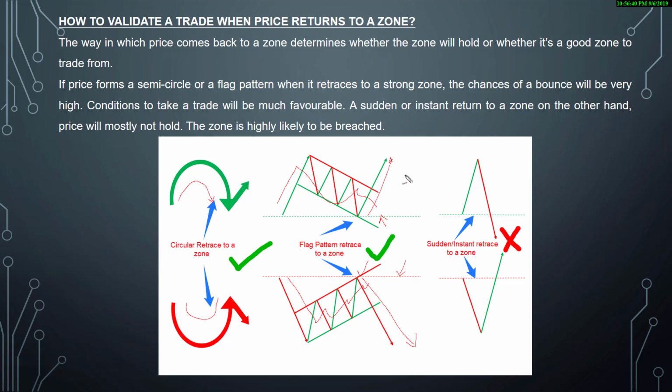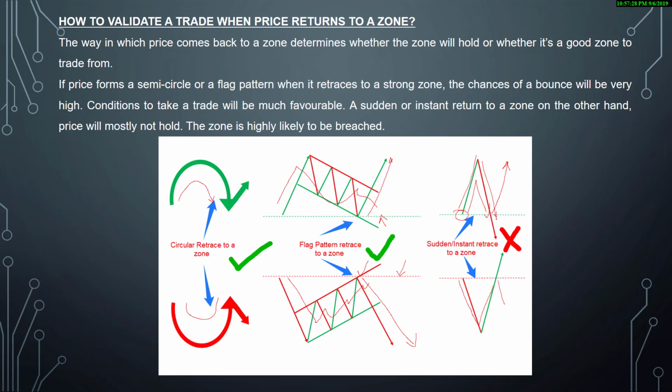Now, on the other hand, a sudden return, which some people call a V return, to a zone is not a favorable validation. When price rallies away from your zone, which you'd have identified, and then suddenly comes back into that zone, don't enter this trade to the upside. In the case of a bearish setup, you don't sell here, because this V return to the zone is not a good pattern to trade with.